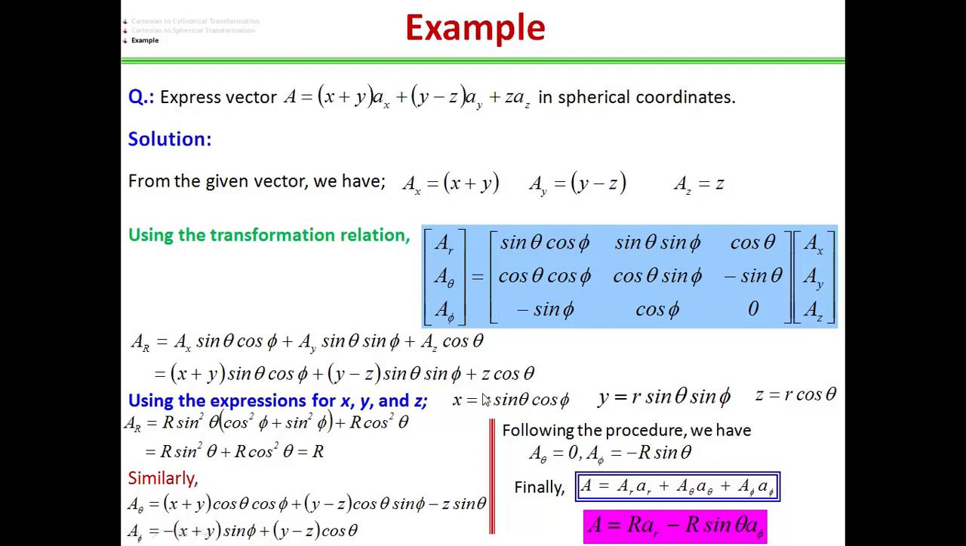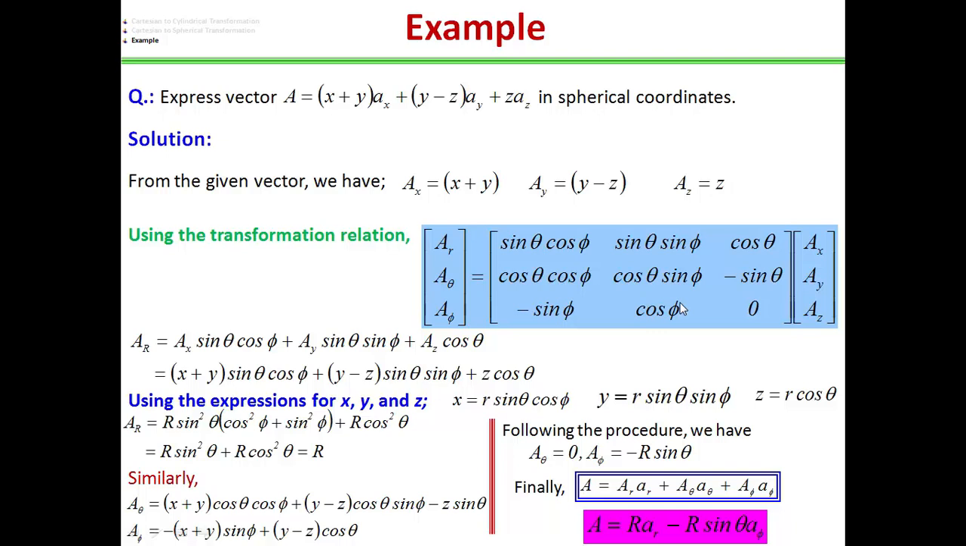And then we know the relationship between x, y, z and r, theta, phi. That means the relation between the Cartesian coordinate system and the spherical coordinate system, in which x is given as r sin theta cos phi, y is equal to r sin theta sin phi, and z is equal to r cos theta. Then we will put the values of x, y, z in ar. After putting these values, ar comes out to be r.